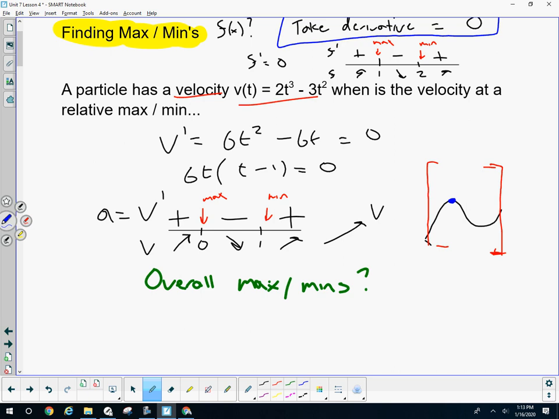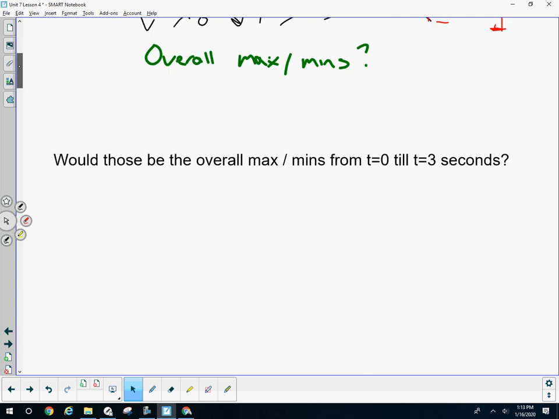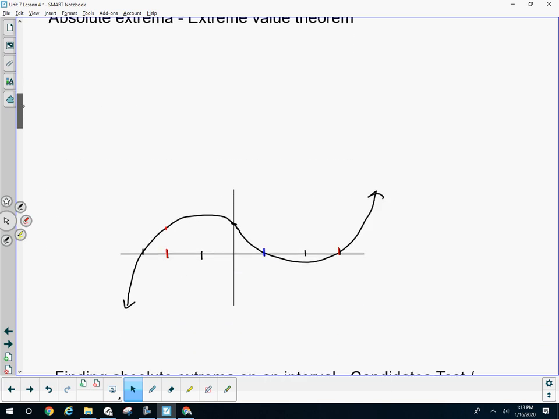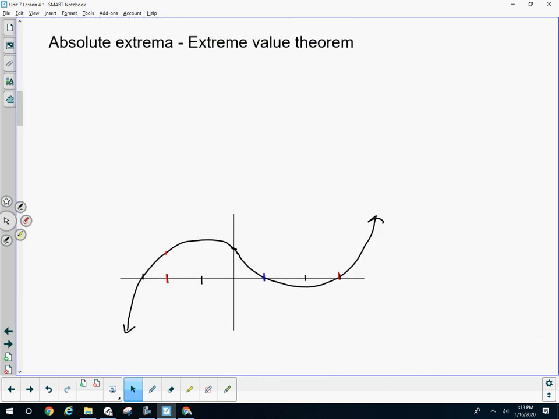Is this the overall min though? No, this endpoint is the overall min, okay? We'll come back to finding the overall max and min for this situation later. Instead, we'll talk about the concept of the extreme value theorem.